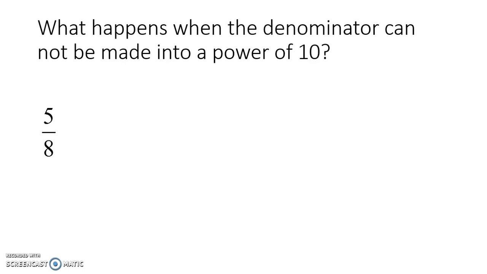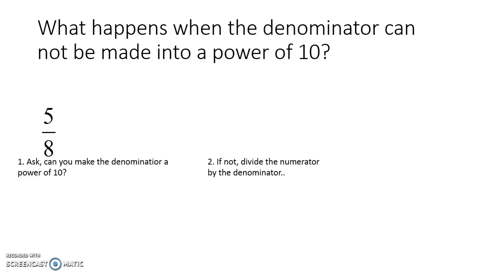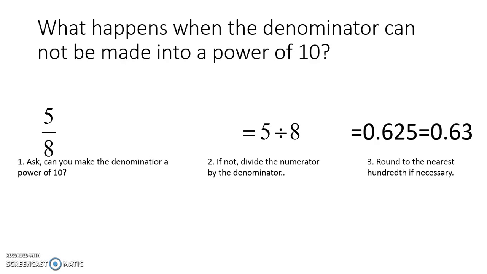But what happens if the denominator cannot be made into a power of 10? I'm still going to ask myself, can I make the denominator a power of 10? If not, I'm going to divide the numerator by the denominator. And you can take out your calculators to do this part. I would punch in my calculator 5 divided by 8. And that's going to give me a decimal answer. But I'm going to need to round that decimal to the nearest hundredth. So when I punch in 5 divided by 8, I get 0.625 or 625 thousandths.